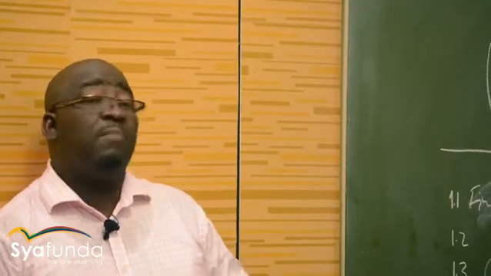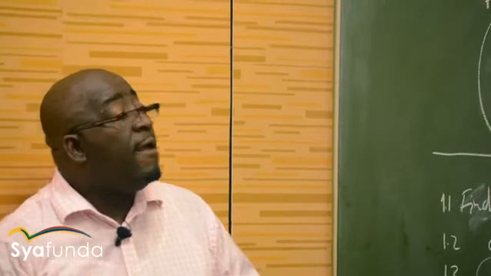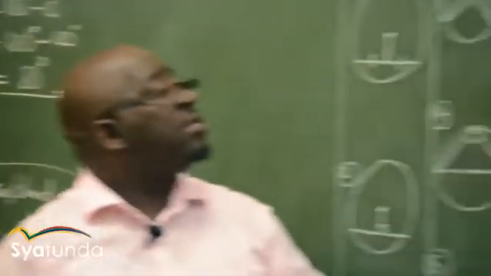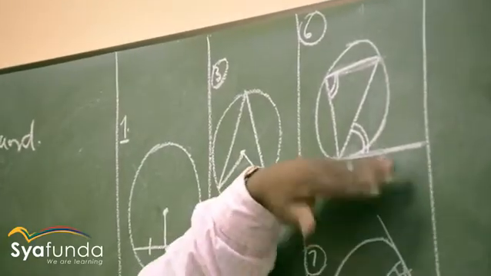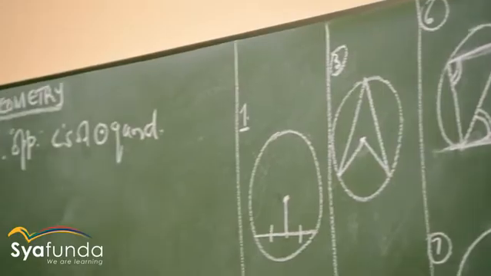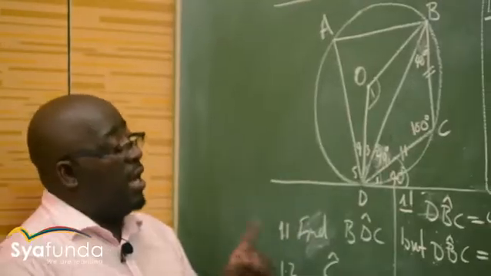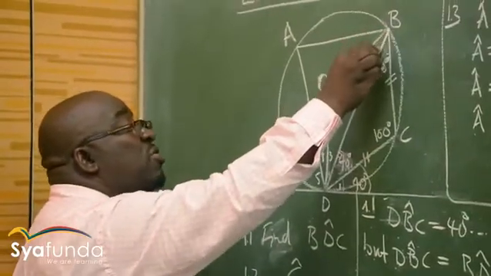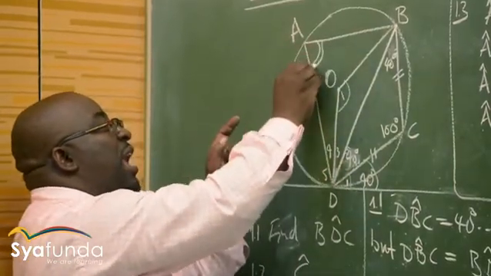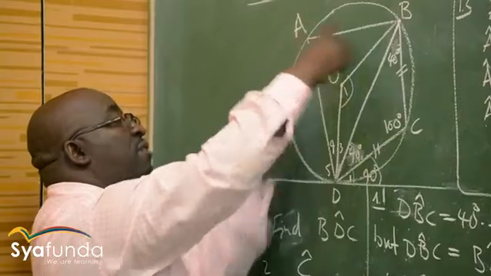Suppose I want to use another method to find angle A. If I want to use this theorem, theorem number 6, an angle between a tangent and a chord is equal to the angle in the alternate segment. Let's see if we can do that. Look at angle A. This is the chord that I want to use, the chord that forms angle A.